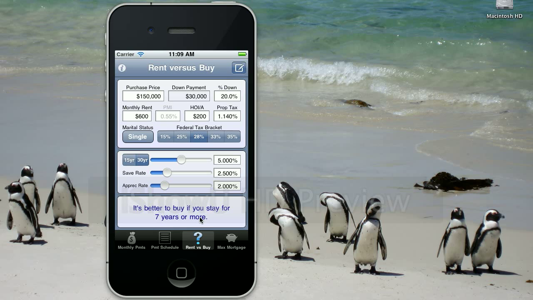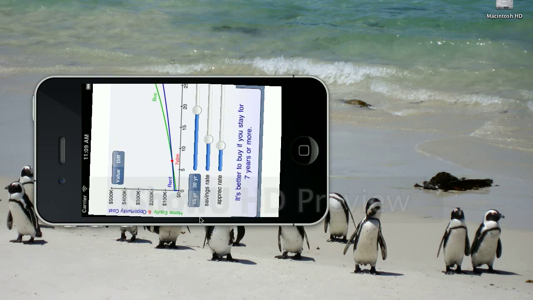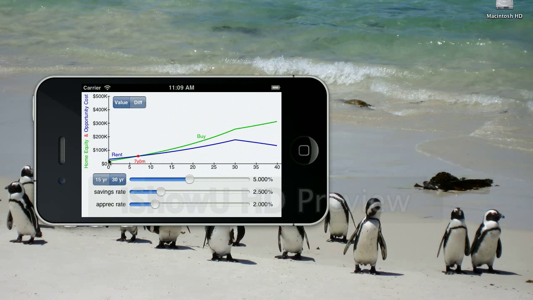And here the scenario tells you that 7 years is the magic number to stay. But if you want to see where that comes from, rotate. And now this blue line is if you put that $30,000 into the bank at this savings rate. And every month, that difference that you pay in your rent is $400 less than your mortgage payment. So take that $400 every month and stick that in the bank too. That's what this blue line is tracking, how fast that money grows.